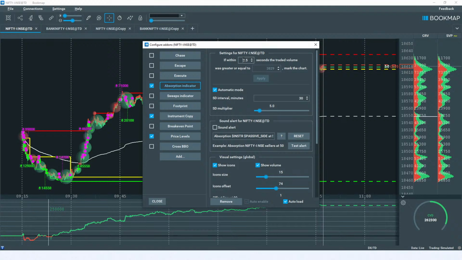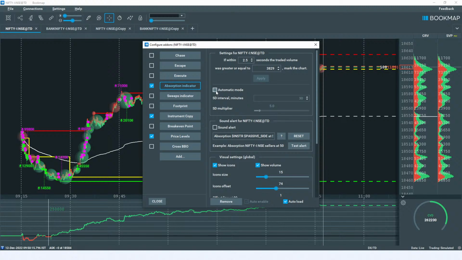If within 2.5 seconds 3829 quantities got executed, then the software will identify that particular price level as an absorption. Okay, and there are two modes. First thing is manual mode. Okay, so if I disable the automatic mode, manual mode will be enabled. You can change this particular quantity according to your need.